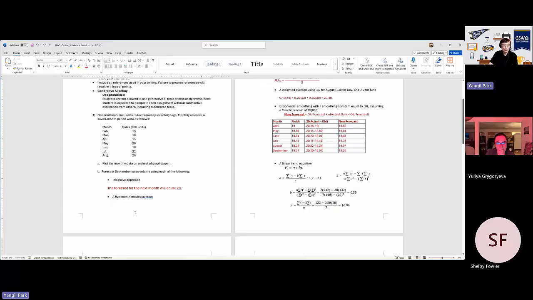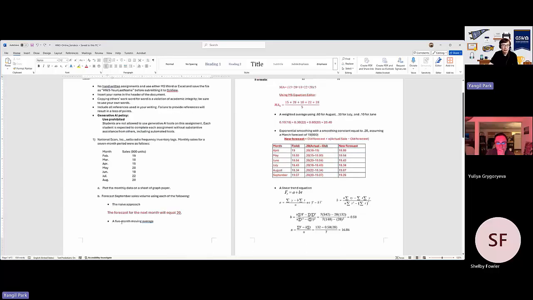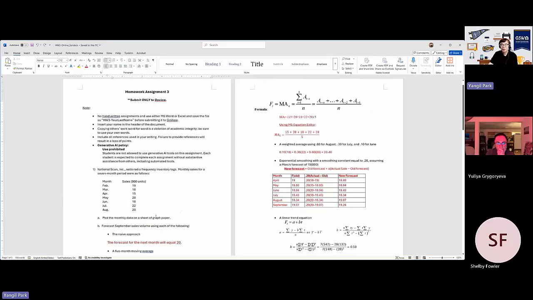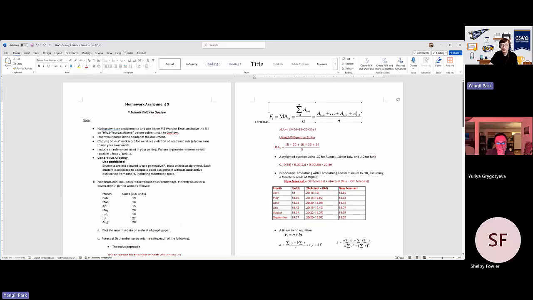The second one we have is moving average. As you can imagine, just average, right? Just add them up, divide by the number of periods, number of months. And just to make it difficult, there's the formula that comes from the textbook. So as you can see, just divide by the number of periods or number of months.